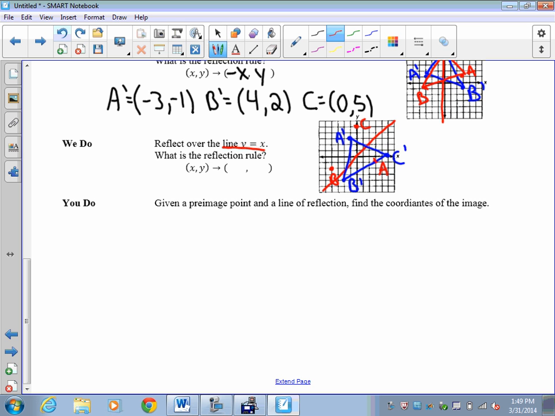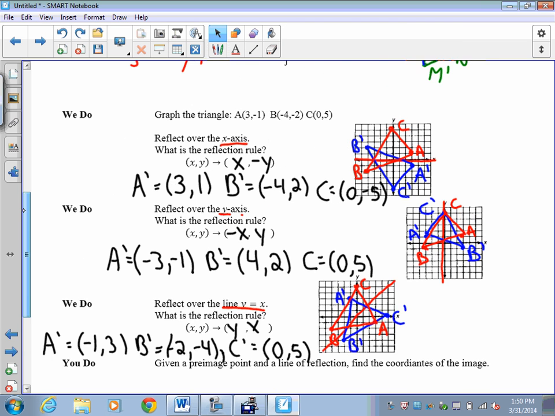And my pre-image is in red. So what happened there? This is the rule. We just changed y and x around. So the new points, A prime, it's just negative 1, positive 3. B prime is negative 2, negative 4. And C prime is going to be 0, 5.